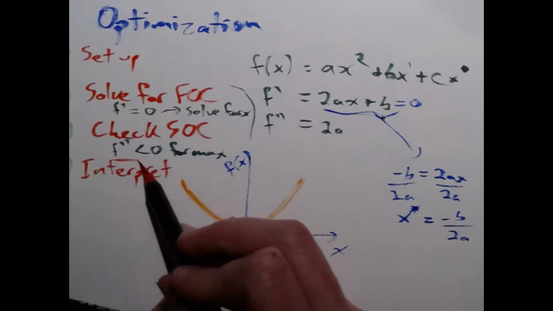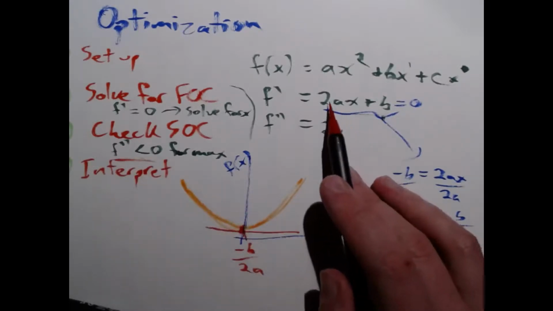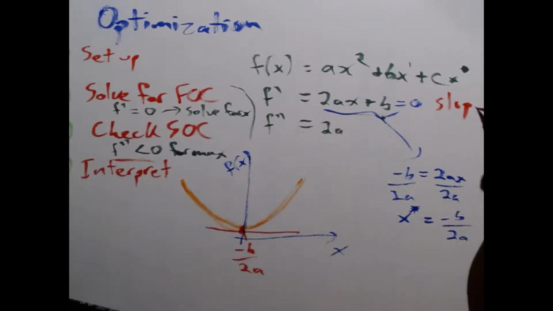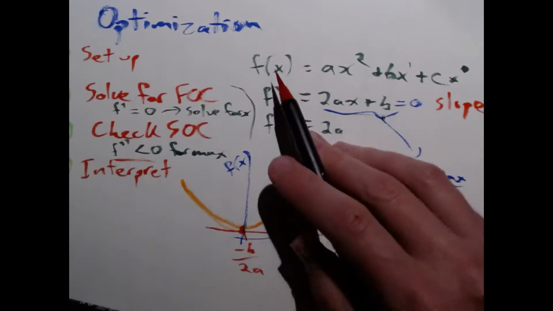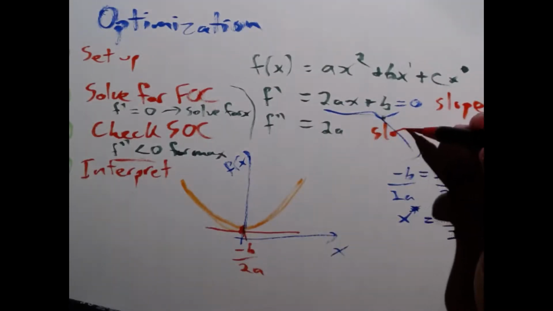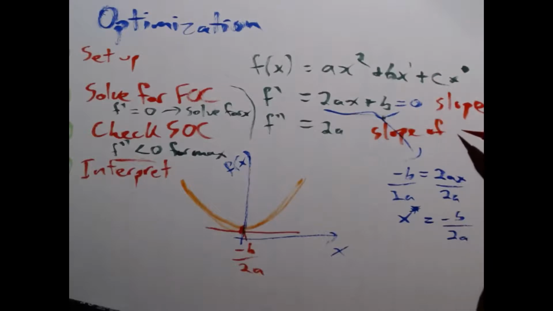So here's the second order condition. Right, so this f prime is telling us about the slope of our function f, and then f double prime is telling us about the slope of the slope.